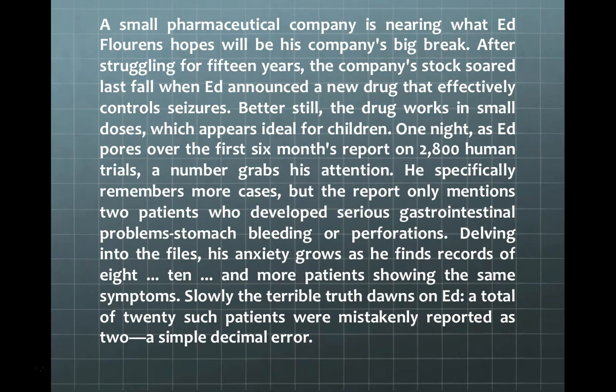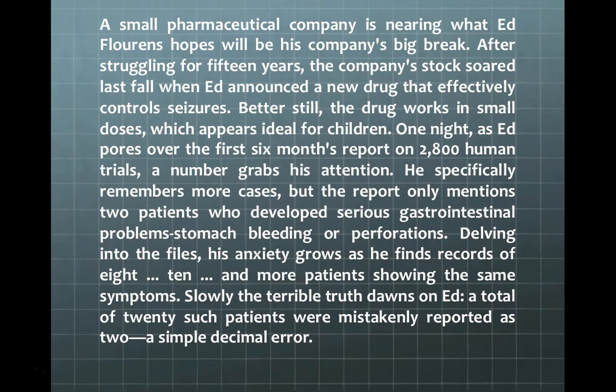One night, as Ed pores over the first 6 months' report on 2,800 human trials, a number grabs his attention. He specifically remembers more cases, but the report only mentions 2 patients who developed serious gastrointestinal problems, stomach bleeding, or perforations. Delving into the files, his anxiety grows as he finds records of 8, 10, and more patients showing the same symptoms. Slowly, the terrible truth dawns on Ed.